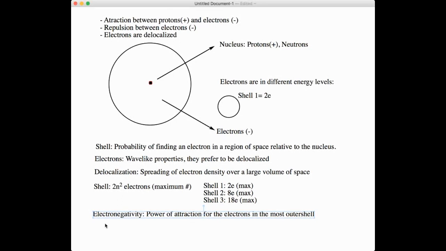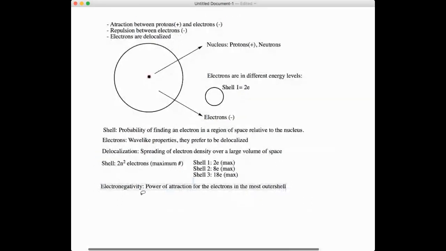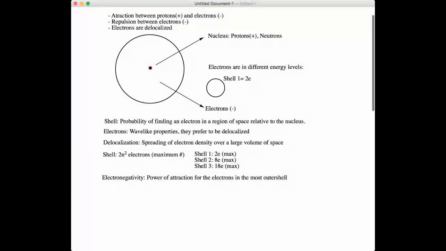All right. So another thing that I also wanted to go over here is now what happens within the shell. So shells are subdivided or are divided in subshells. Okay. And those subshells are designated by letters. In this case, S, P, D, and F.